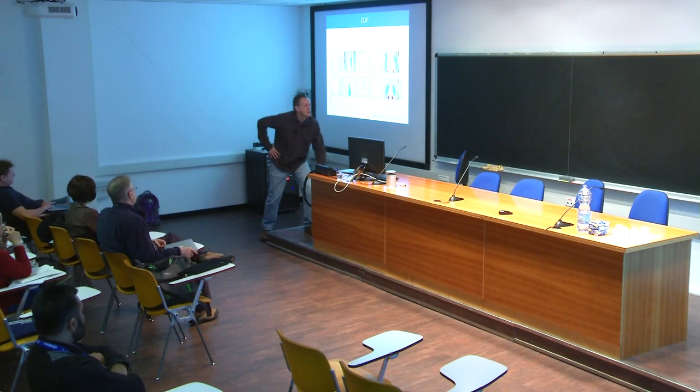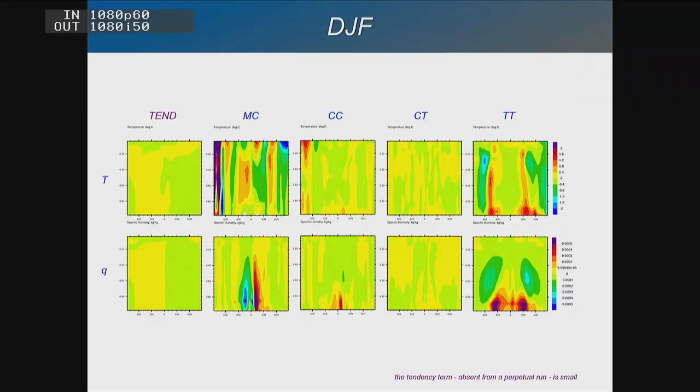And we can break it down season by season. And then we start to see the contribution of the tendency term, right? And it's extremely small. So which terms are important? Well, the MM is obviously important, but it has no seasonal cycle, right? MC is clearly very important. This is temperature and humidity forcing we're looking at here. CC is not negligible. That's the cycle interacting with itself.